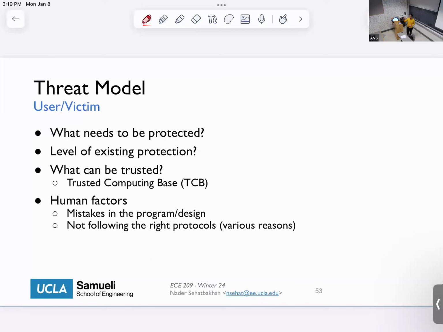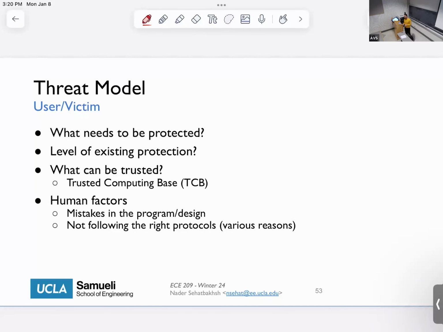Then, continuing the threat model on the user side, we also need to answer some questions. Things like, what needs to be protected? What level of existing protection do we already have? Do we have physical protection and so on? A third one that we're going to talk about a lot in this course is, what can we trust already?